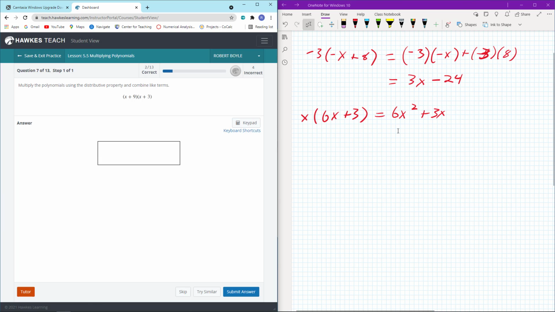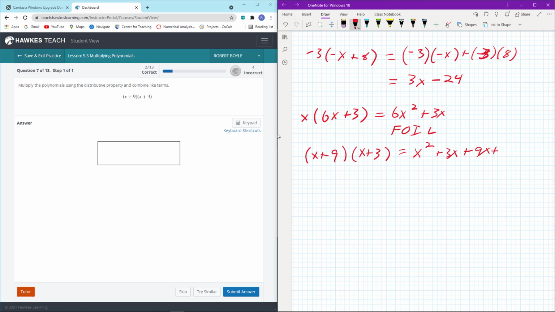Okay, so here is the multiplication of two binomials. And again, we are going to use the FOIL method here. So we have x plus 9 times x plus 3. We are going to use FOIL: first, outer, inner, last. And that will give us first x squared, outer 3x, inner plus 9x, last 3 times 9 is 27. Then we're going to simplify. We can combine those two like terms. That will give us x squared plus 12x plus 27.